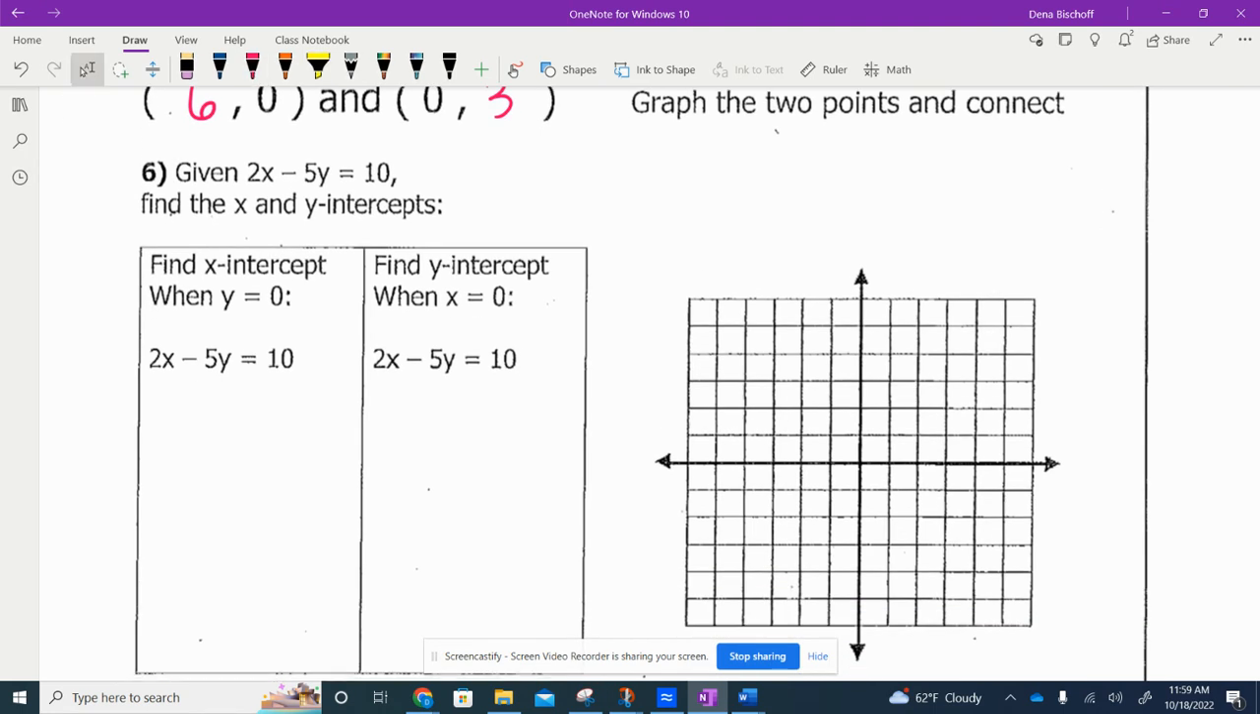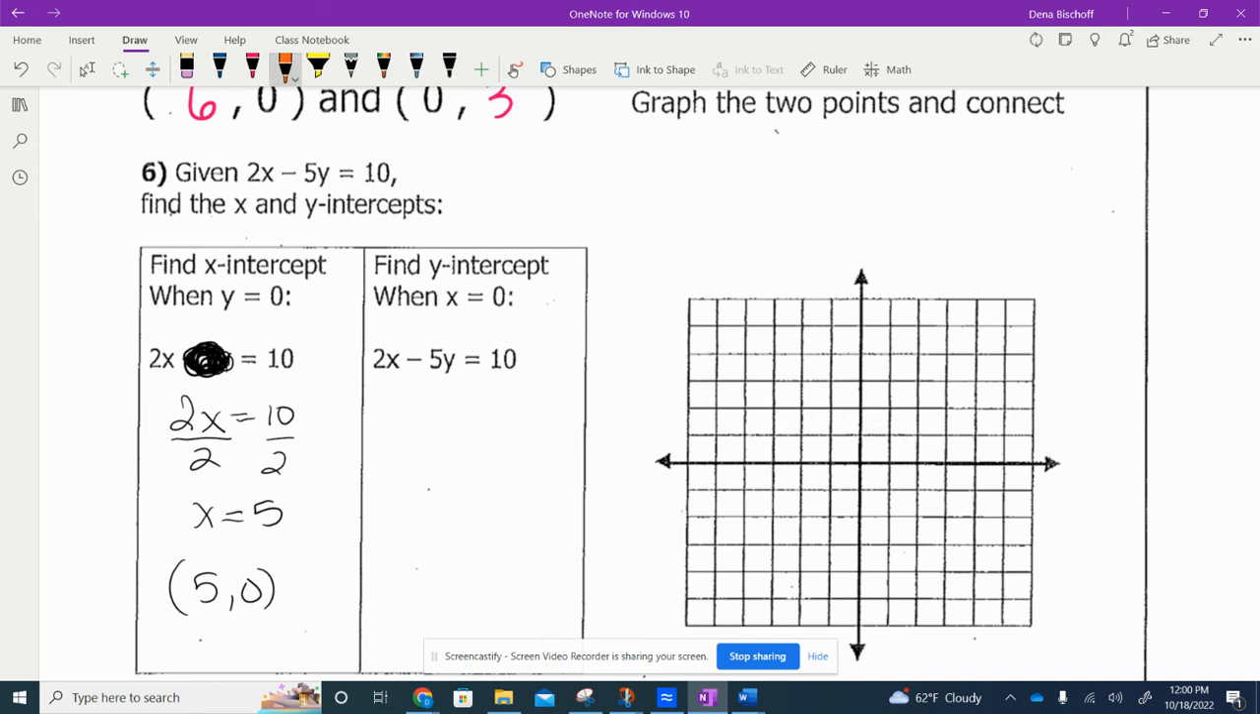So if I want to find the x-intercept, I need to cover up the y term. So that leaves me with what equation? 2x equals 10. How do I get x all by itself? Divide by 2 on both sides. So I find out that x equals 5. So that's the ordered pair 5, 0, because we let y equal 0.